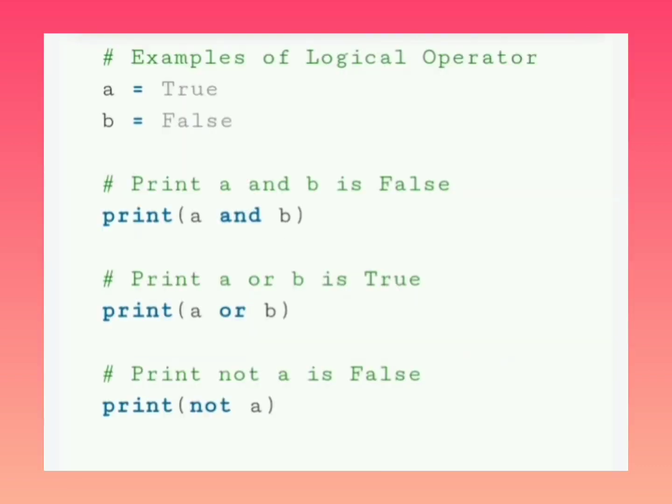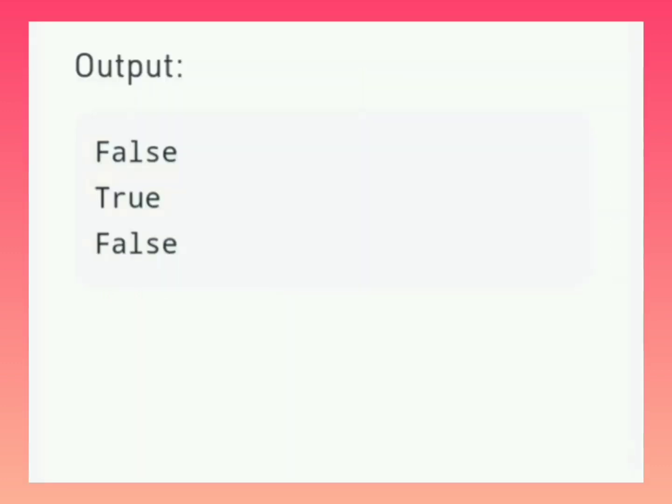Example of logical operators. If a is equal to true, b is equal to false, print a and b, print a or b, print not of a. We get the output as false, true, false.